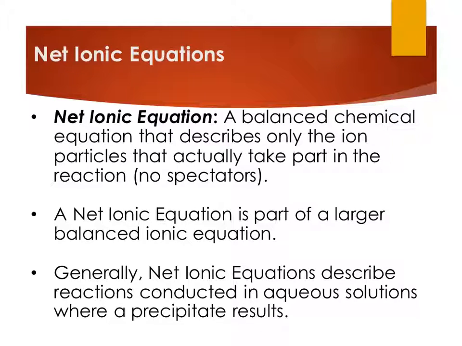Net ionic equations are balanced chemical equations that describe only ion particles that actually take part in the reaction. They are part of a larger balanced ionic equation, and they generally describe reactions that are conducted in aqueous solutions where a precipitate results from the chemical reaction occurring. Now let's talk about these spectator ions here. It says no spectators. What do we mean by that?